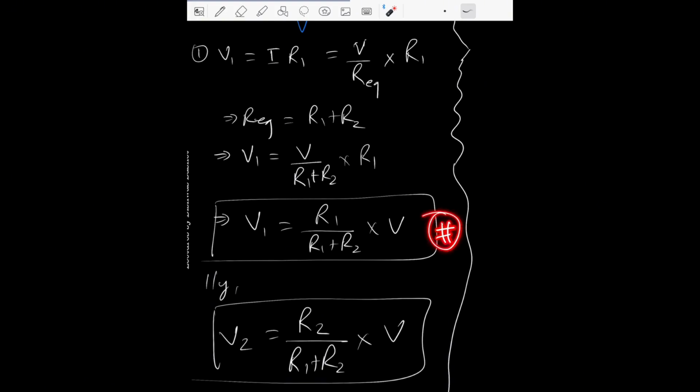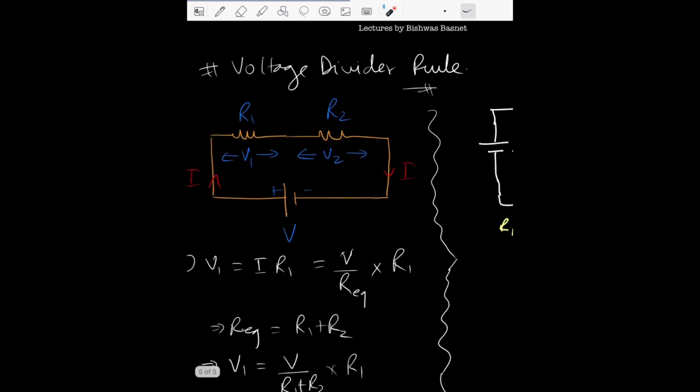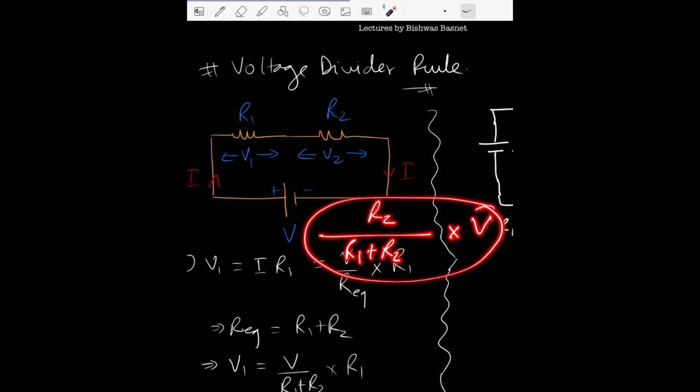We'll use this as a formula. We'll learn this as a formula. It's not hard to learn. For example, if you want V2, you can directly go to the circuit and see, okay, if I need to calculate V2, I need a few things here. First, R2 divided by the series resistor equivalence, that is R1 plus R2, right, times the V of the whole circuit. So this would be the value of V2, right?